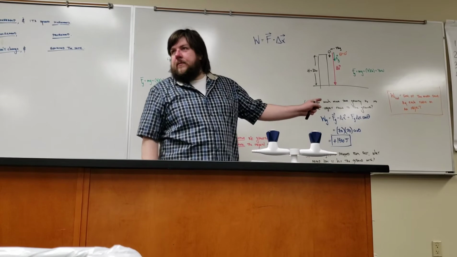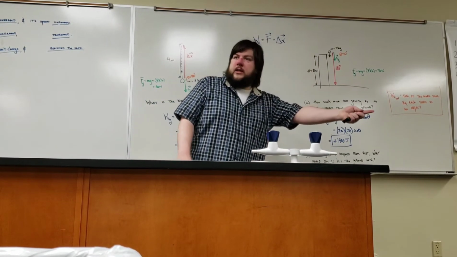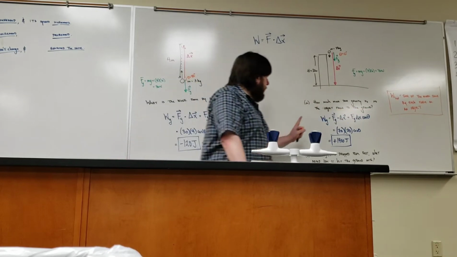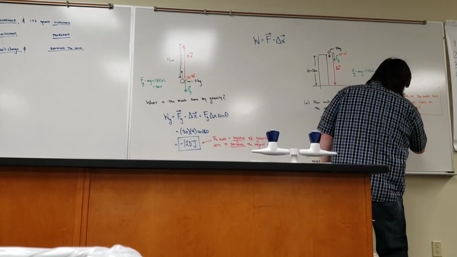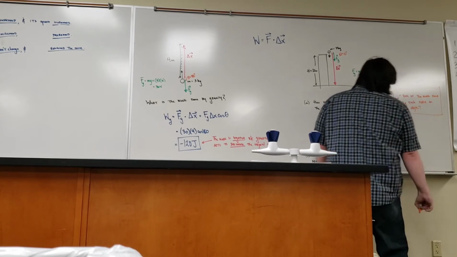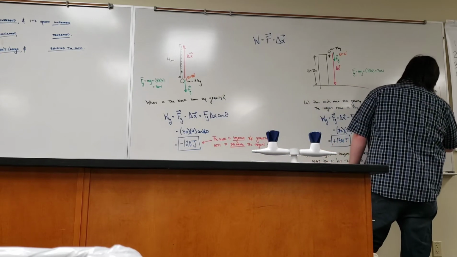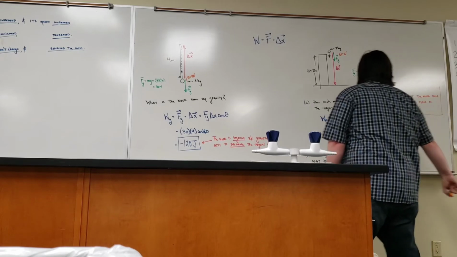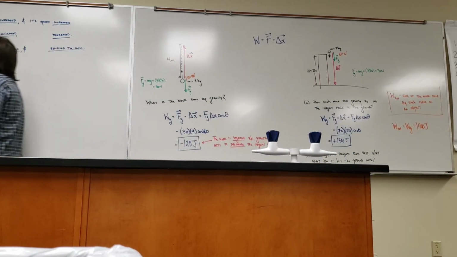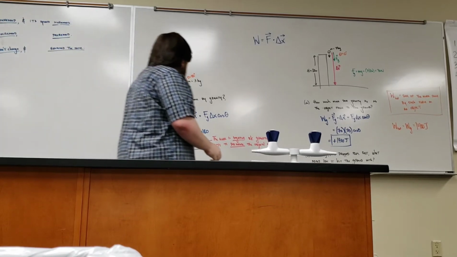In this problem, we know that there's only one force acting on the object, so there's only one work to consider, which is the work due to gravity. So the total work done is just the work done by gravity, which we calculated was 1,400 joules. What does the work energy theorem tell us the total work equals? The change in the object's kinetic energy.